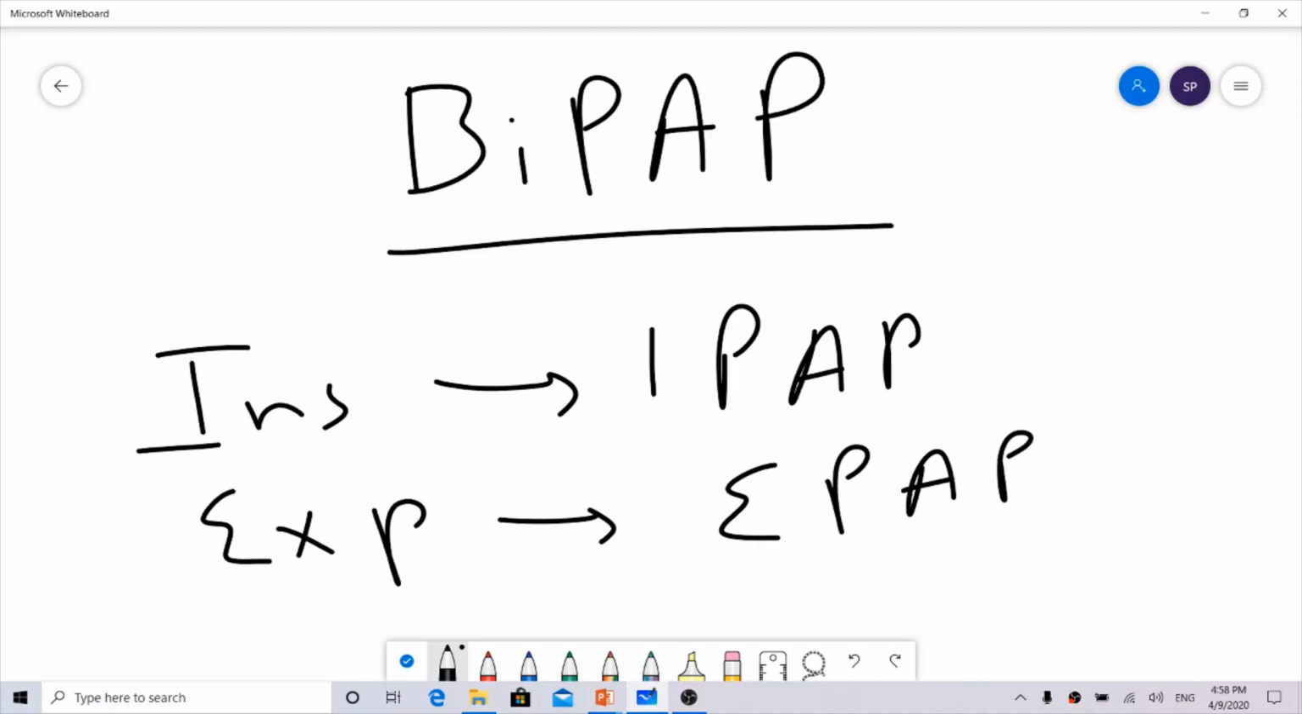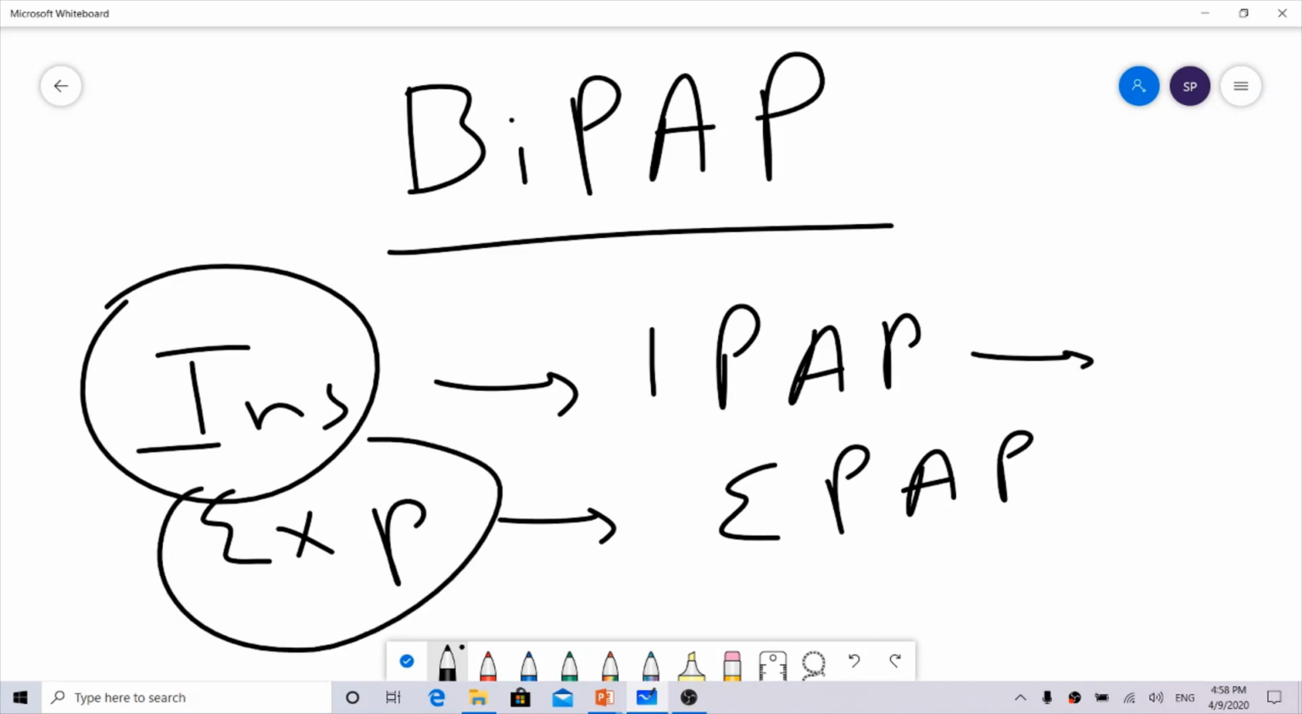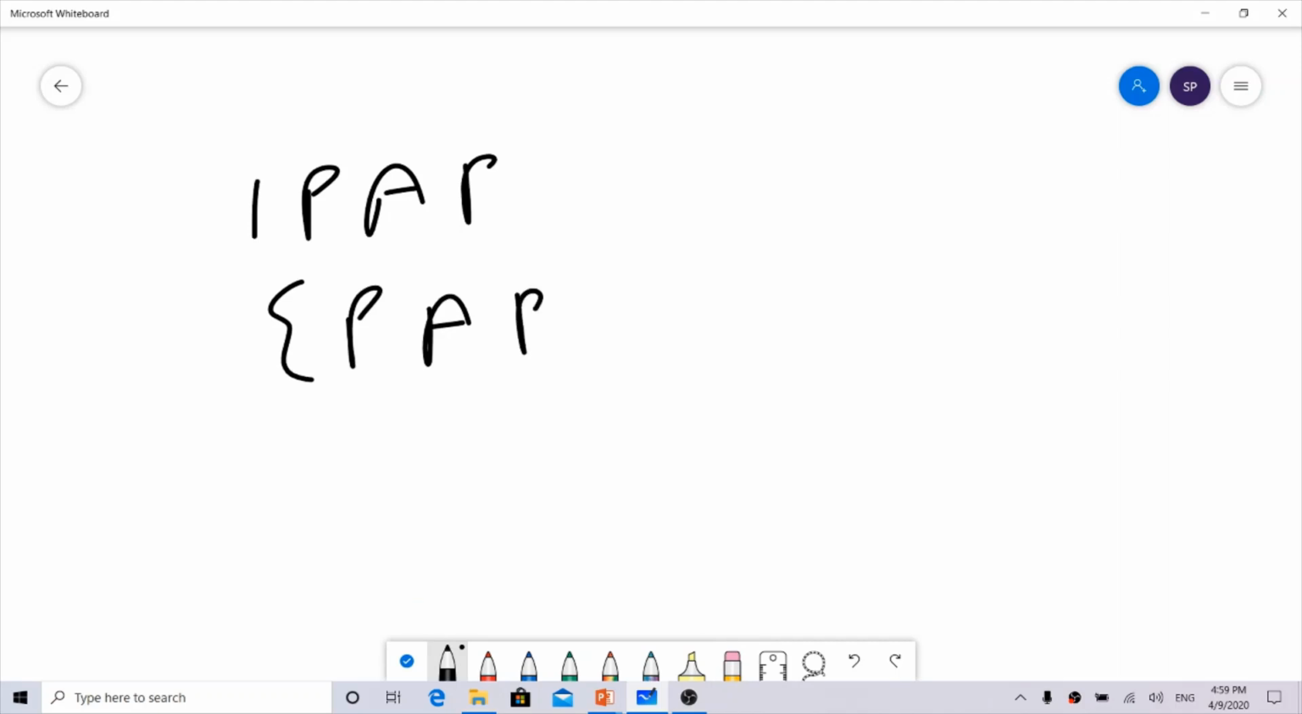So basically, whenever we are giving a positive airway pressure during inspiration, that is known as IPAP, and the positive pressure we are giving during expiration is known as EPAP. Now, since you cannot keep all the patients on a ventilator, you can also do non-invasive ventilation. So we have an IPAP and an EPAP.